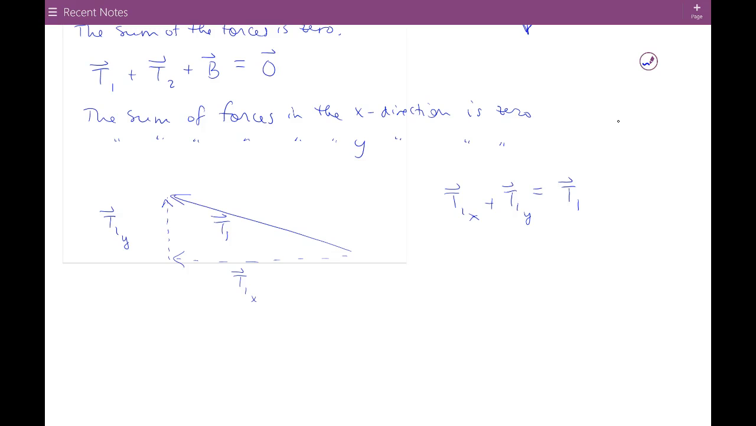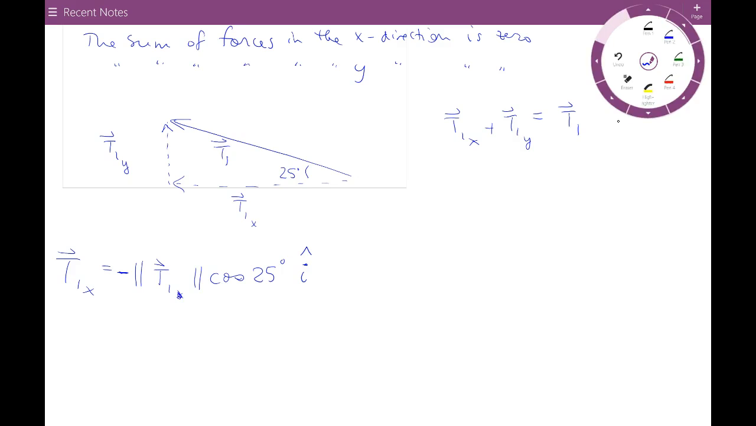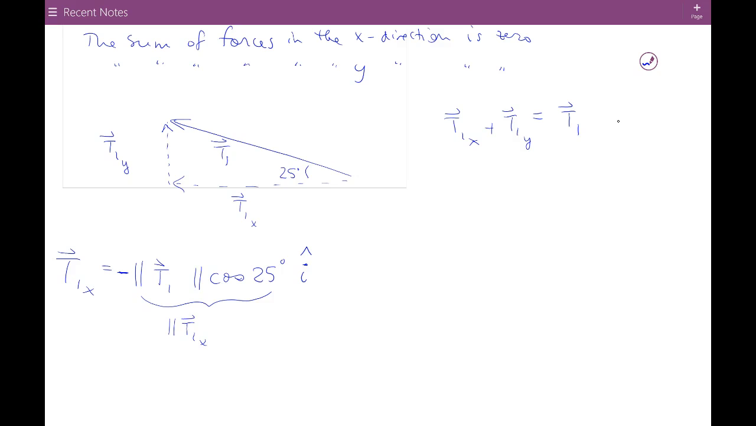So we also talked today about how I find vector T1x. And we said that's going to be the magnitude of vector T1 times the cosine of the 25-degree angle here to get the x component. And it's going to be in the negative i hat direction. So we're writing it as a vector now. Whatever the magnitude of T1 is, this is just T1, not T1x. So the T1x vector is the magnitude of T1 times the cosine of 25, times the direction vector, which is negative i hat. So we're going to say that to the right is positive and up is positive.